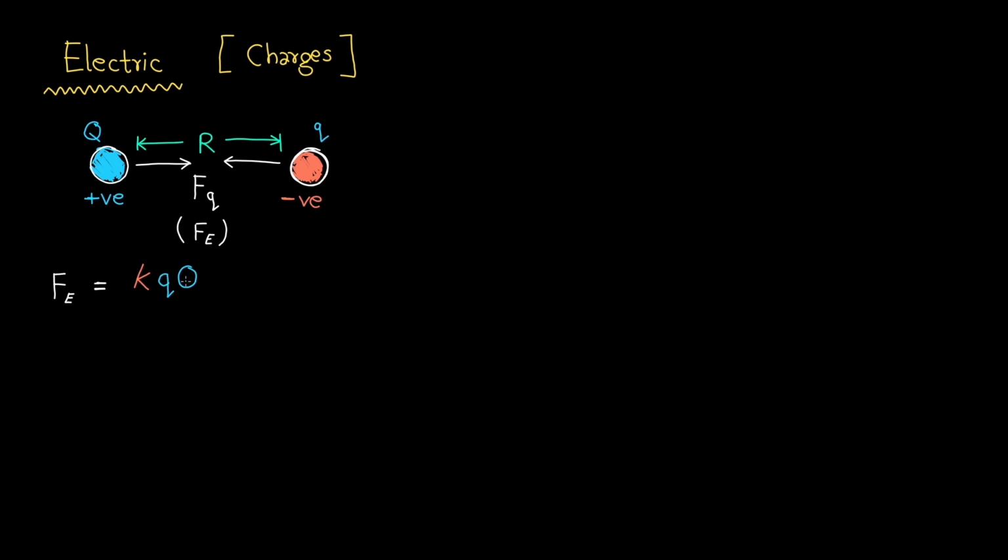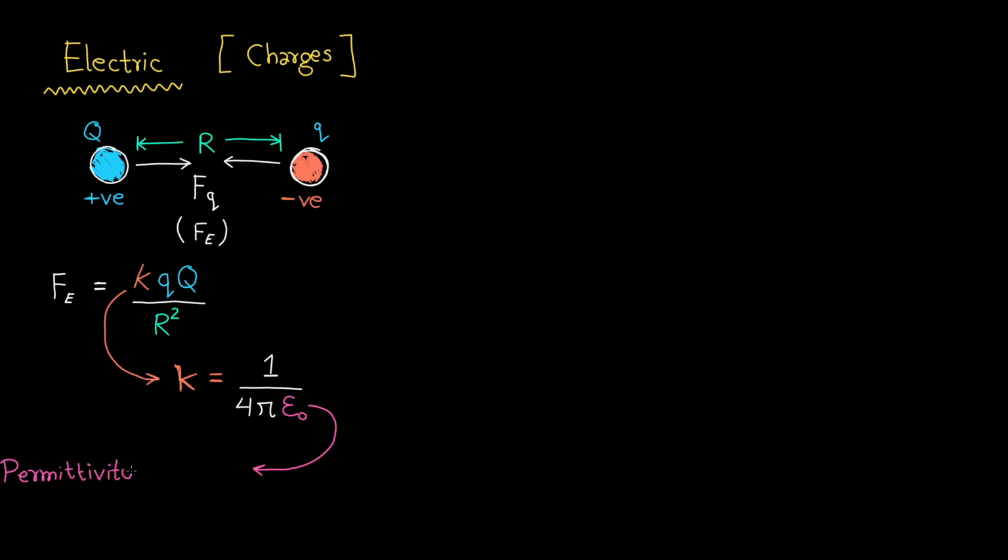So the electric force will be given by small q times big Q times a constant K over the square of the distance. And this constant K is given by the expression 1 over 4 pi epsilon naught, where epsilon naught is the permittivity of free space. This tells us how easily, or in this case, how hard it is for space to form an electric field.